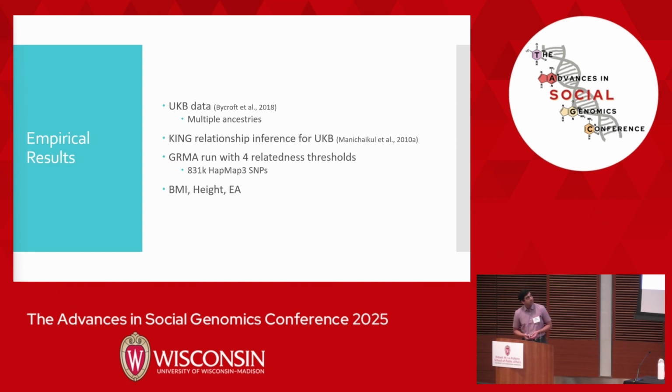So we have some empirical results having applied GRAMMA to UKB data using multiple ancestries. We ran KING on the UKB data to get relationships between individuals. And we ran GRAMMA with 4 relatedness thresholds: siblings, first-degree relations, which includes parent-offspring relationships, second-degree and third-degree relationships. We did this for BMI, height, and educational attainment.